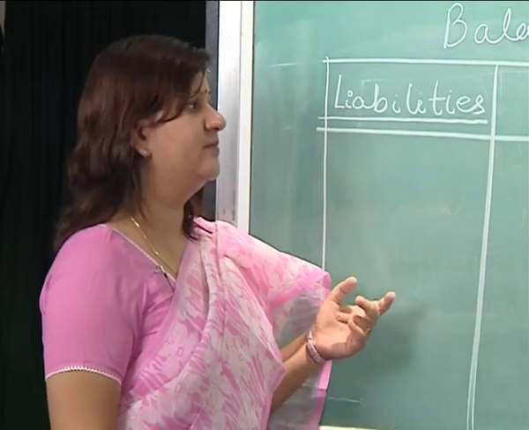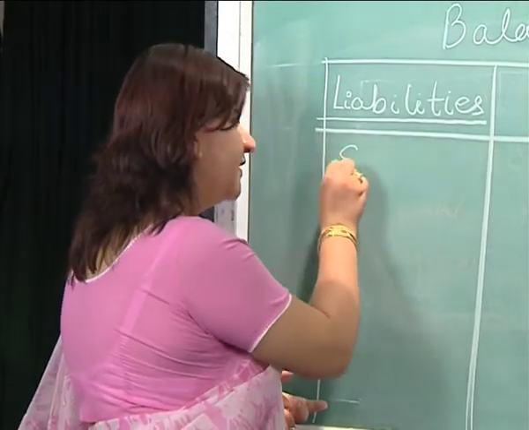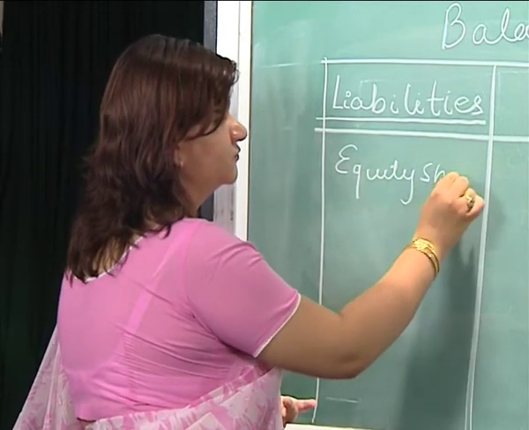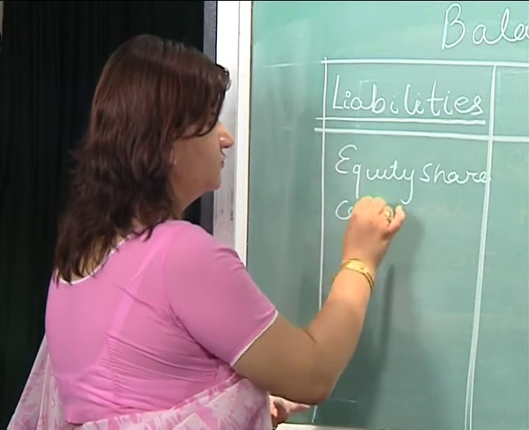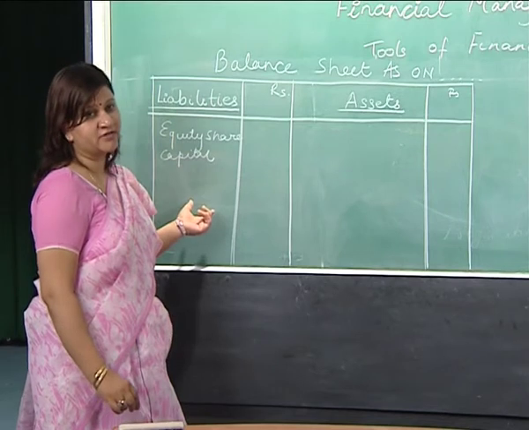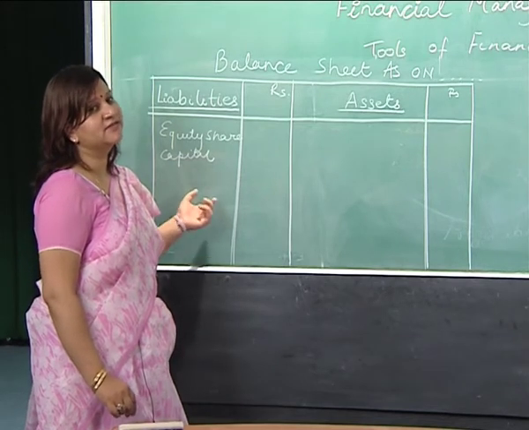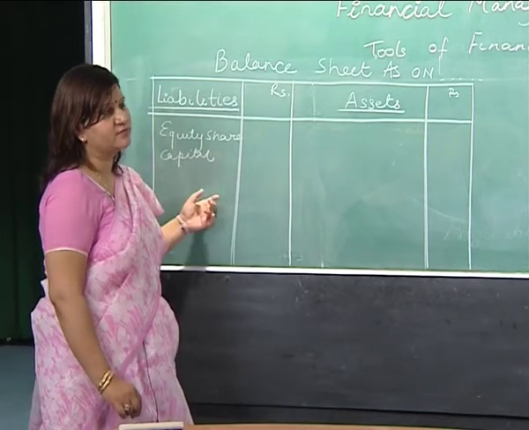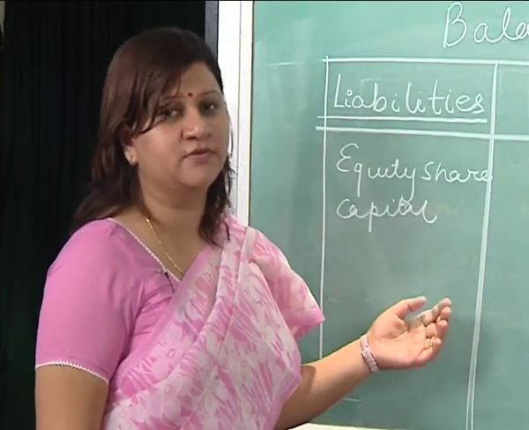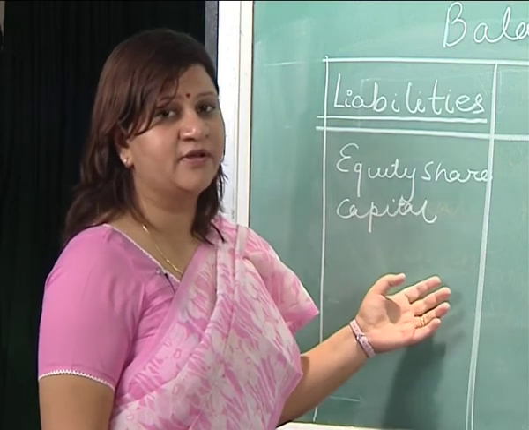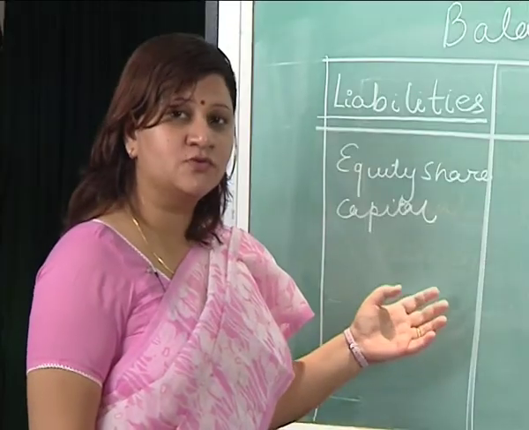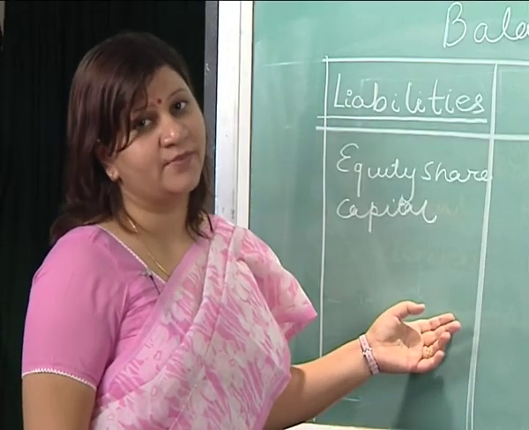The first one will be equity share capital. And if it is a proprietary concern, it will simply come as capital account of Mr. X. And in the case of partnership firm, it will come as capital account of Mr. A, capital account of Mr. B, and so on as per the number of partners.